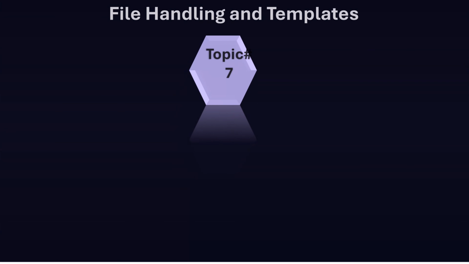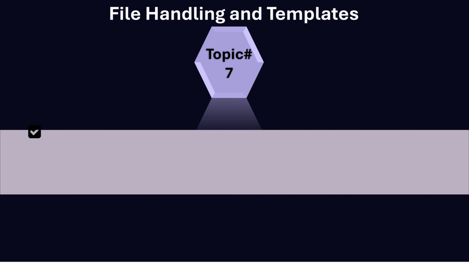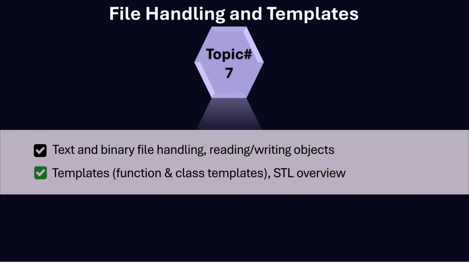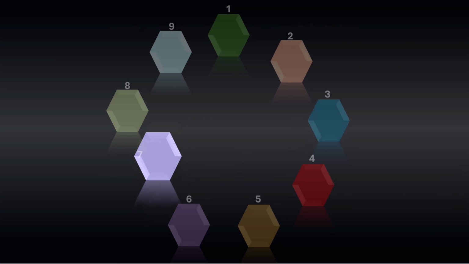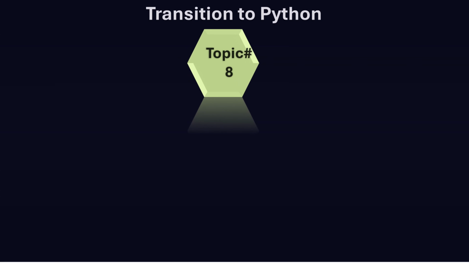Next topic would be file handling and templates. We will see how to read and write objects to file. We will understand the difference between binary and text mode for file handling, and we will explore templates for generic programming. And we will also discuss C++ standard template library, the STL, and its related concepts like vectors, containers, iterators, and algorithms. Then we will transition to Python.